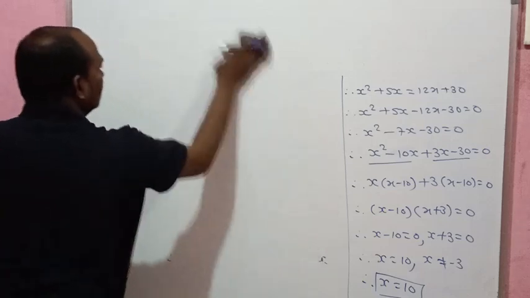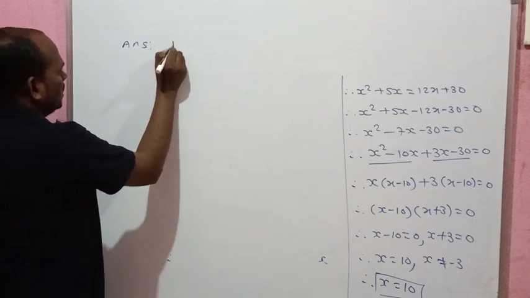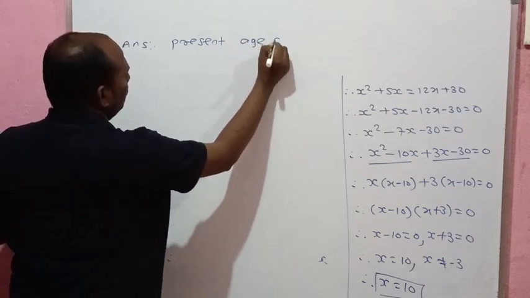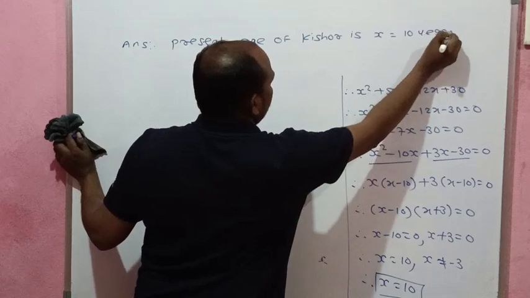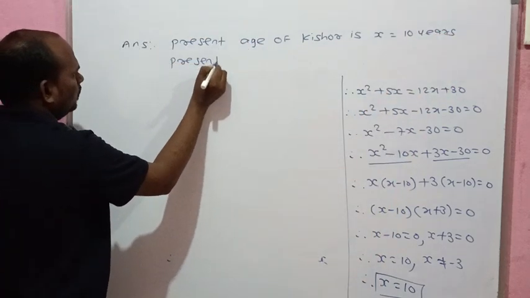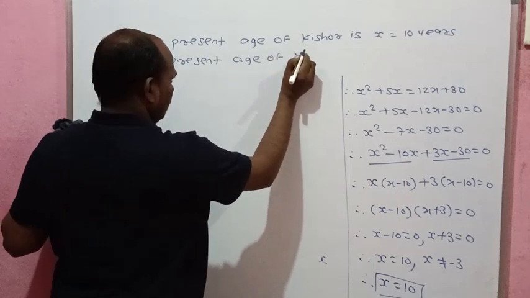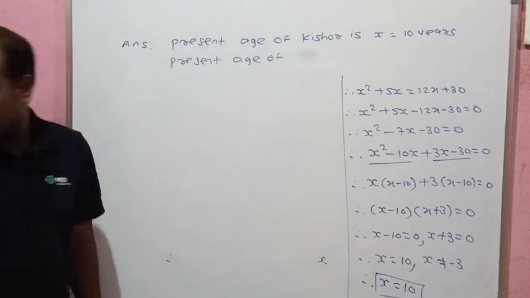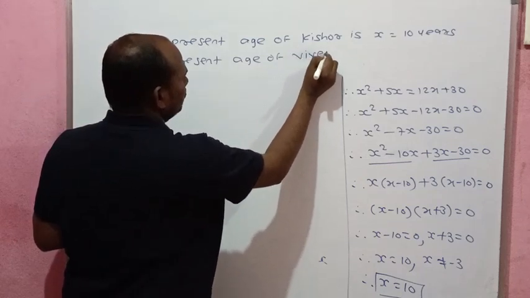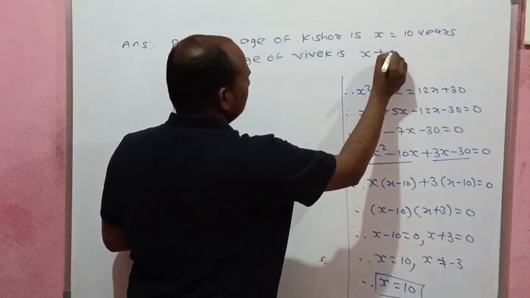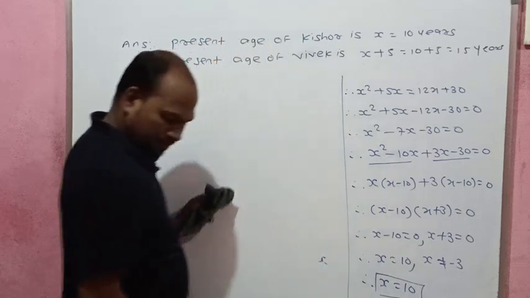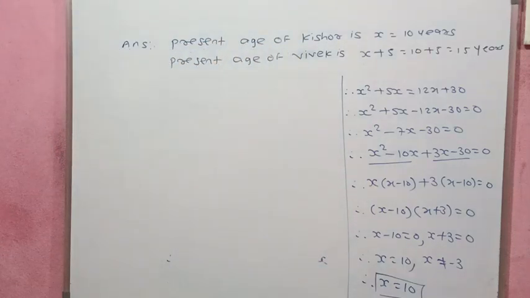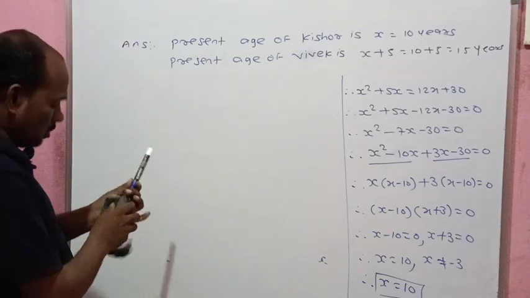The present age of Kishore is x equal to 10 years, and the present age of Vivek is x plus 5, that is 10 plus 5 equal to 15 years. Now we can solve another question.